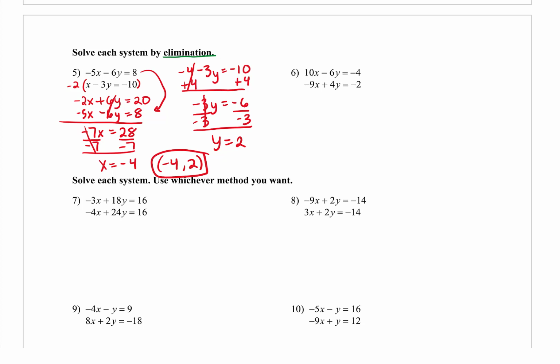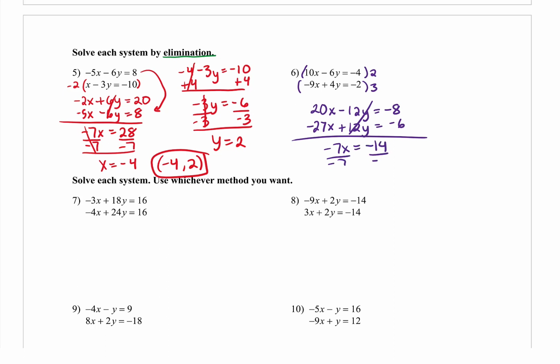The next one here on 6 is a little trickier because we're gonna have to multiply both of these by something. And really, we could do 90 if we wanted to get rid of our x's. I chose to do 12 to try to get 12 in front of y. So times by 2 on the first one, times by 3 on the second one. And really the only problem with elimination is that we can end up with some pretty big numbers, and the bigger our numbers are, the more likely we are to mess up.